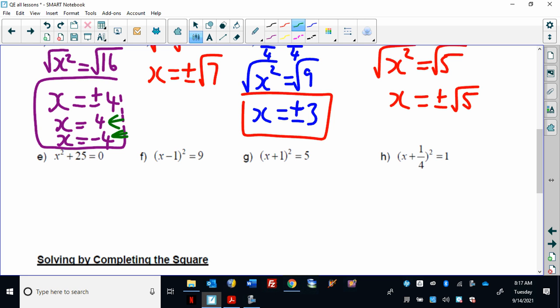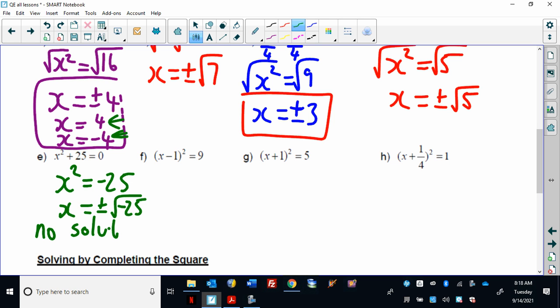So, actually this one's pretty straightforward. It's exactly the same, except it's got a little quirk to it. So this, we're going to take the 25 over to the other side, and then we're going to say x equals plus or minus the square root of negative 25. Now this is an issue for us at a high school level, because we can't take the square root of a negative number. There's no number times itself which equals negative 25. Because a negative times a negative is a positive, and a positive times a positive is a positive. So the answer to this is there are no solutions.